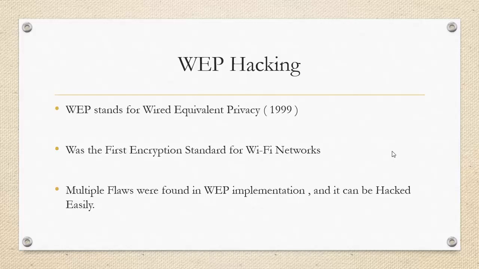The very first attempt which was made in order to secure the Wi-Fi was called WEP, which stands for Wired Equivalent Privacy, and it was standardized in the year 1999. It basically also introduced encryption into the wireless networks. However, within some time, multiple vulnerabilities were found in the WEP encryption, and soon WEP encryption was hacked.